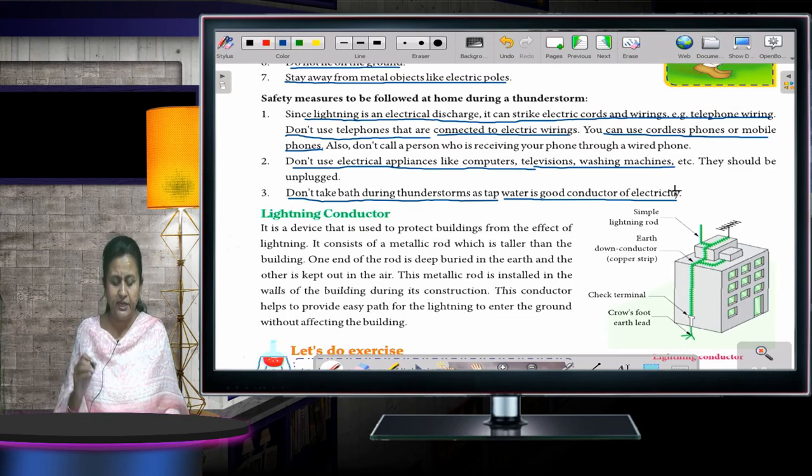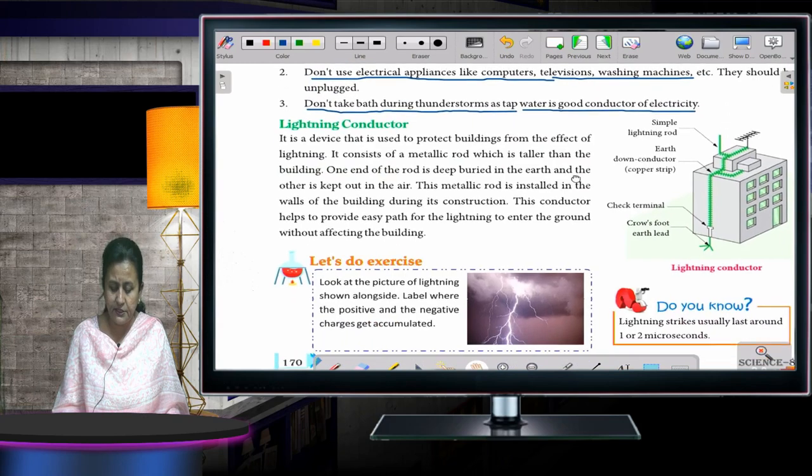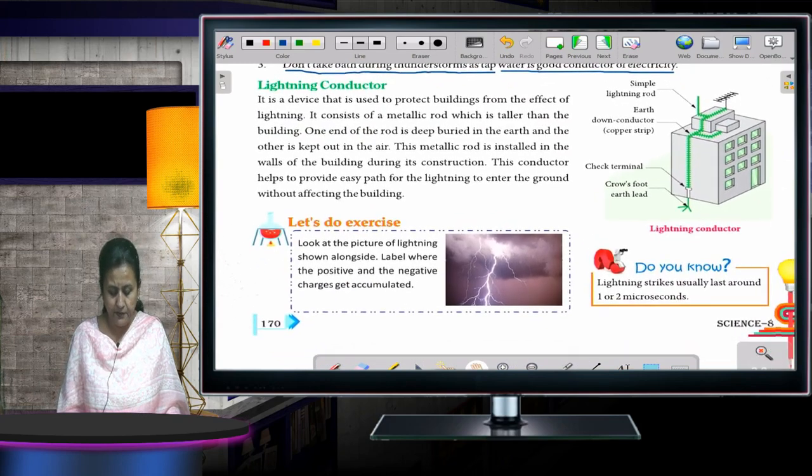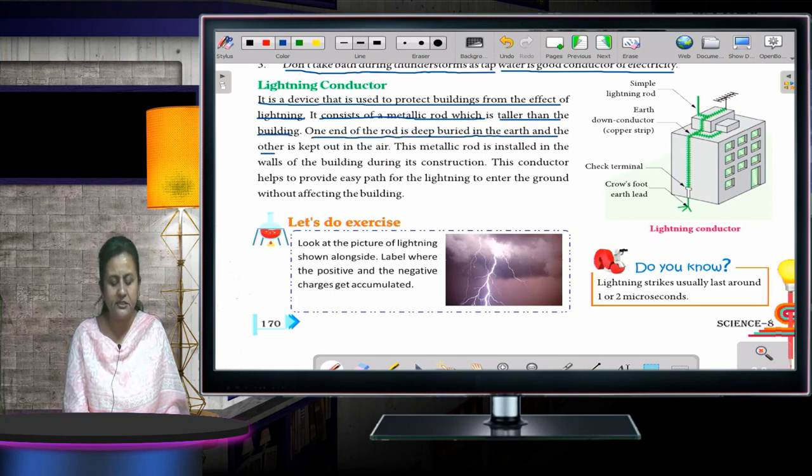Fine. Then lightning conductor. Next topic is lightning conductor. You can see on your screens here. Okay. It is a device that is used to protect buildings from the effect of lightning. It consists of a metallic rod which is taller than the building. One end of the rod is deeply buried in the earth and the other is kept out in the air.